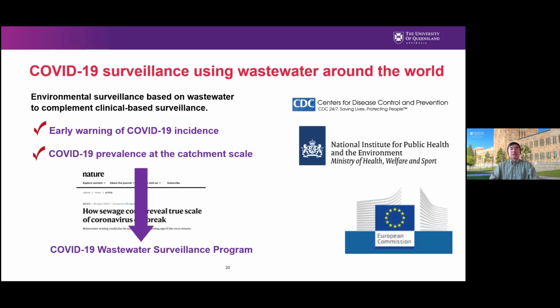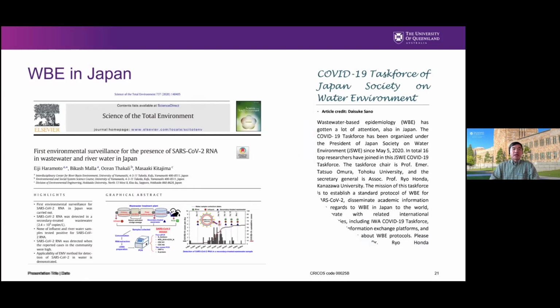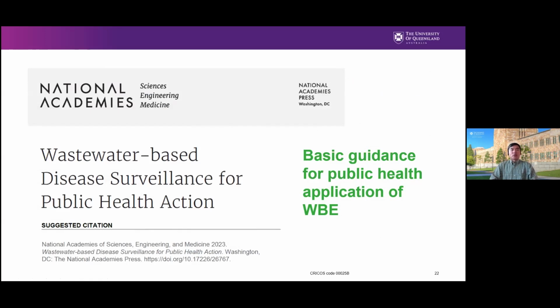which is very costly. So it is widely recognized that wastewater can be a very useful tool for public health surveillance. And in Japan, researchers in different universities have joined together to establish the COVID-19 task force from the Japan Society on Water Environment. There have been a lot of papers published about the monitoring of COVID-19 in wastewater in Japan. By now, it is well established that wastewater-based surveillance can help public health as an early warning system for not only disease but also substance use. And I'm sure that we can apply it in Japan.